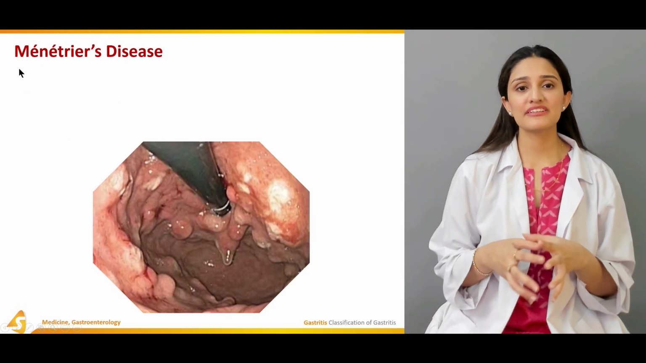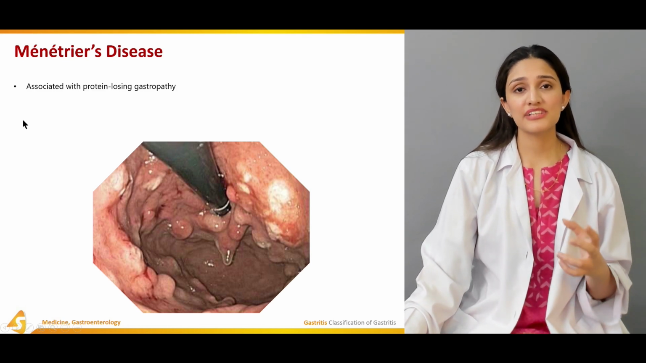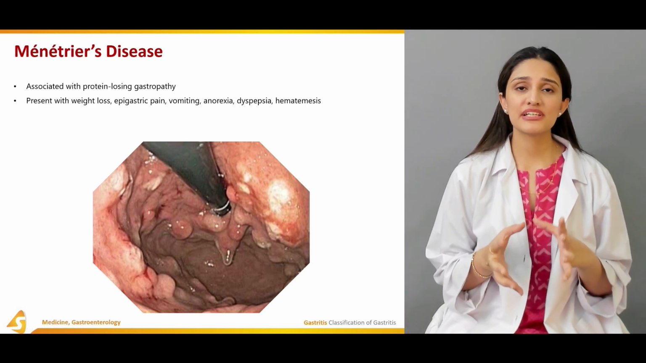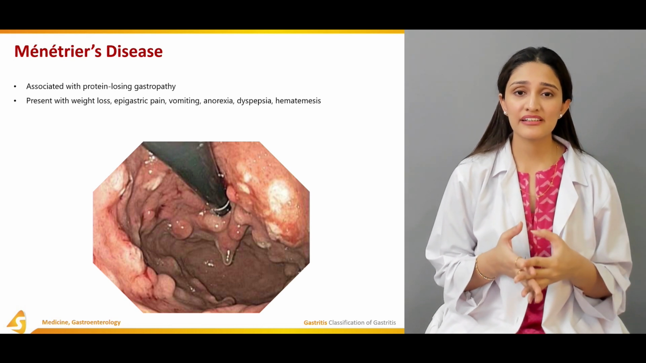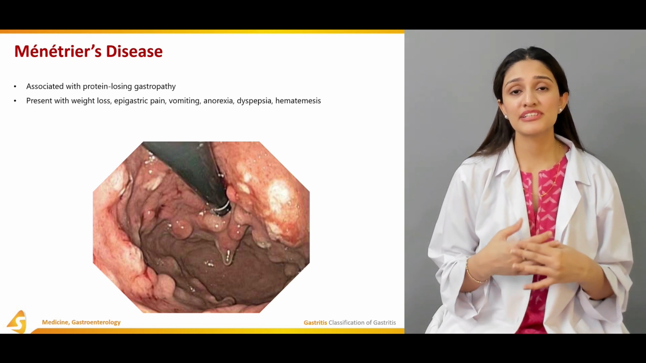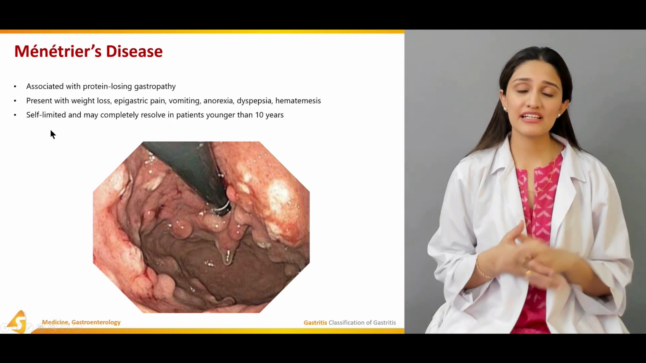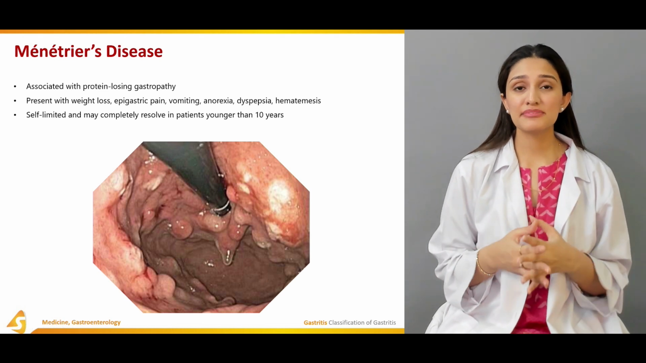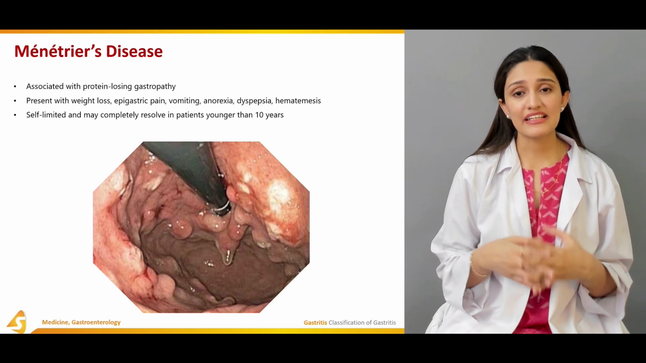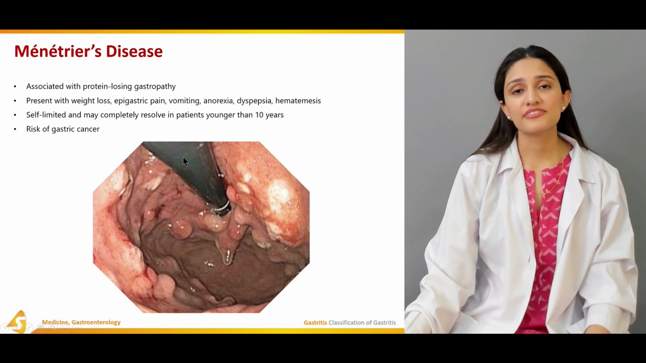If we talk more specifically about Menetrier's disease, we can see that it is associated with protein-losing gastropathy. These patients present with weight loss, epigastric pain, vomiting, anorexia, dyspepsia, and hematemesis, meaning the patient might present with blood within the vomitus. It is usually self-limited and may completely resolve in patients if it occurs in patients less than 10 years old. And it is also a risk factor for gastric cancer.